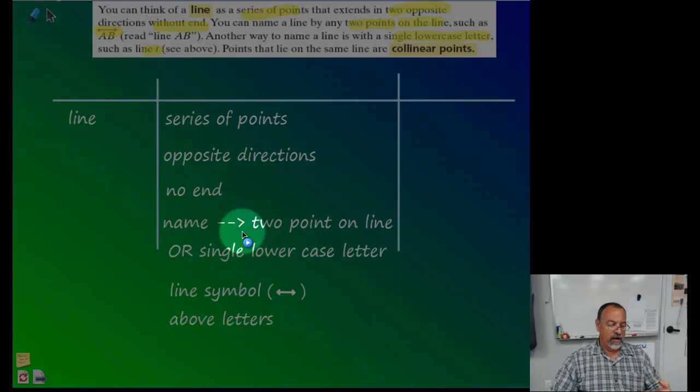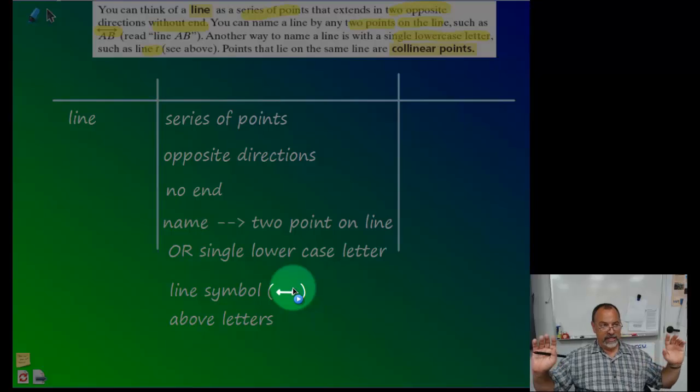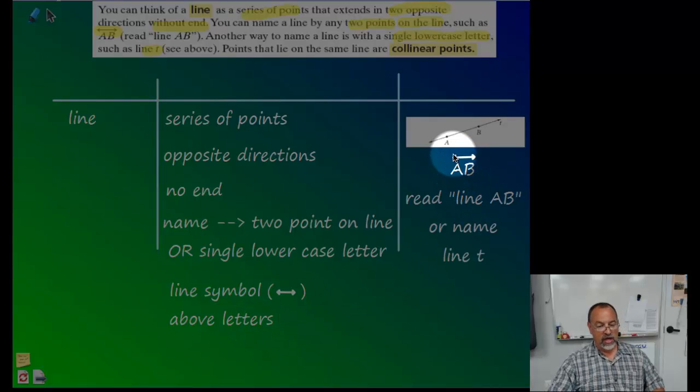Okay. We also, if we're using the capital letters, if we're using the 2-point method of naming a line, we must use this line symbol above the letters. It's a line that has arrows going on both ends to indicate we're talking about something that goes on forever in both directions, which is what a line does. Okay, so a lot of information.